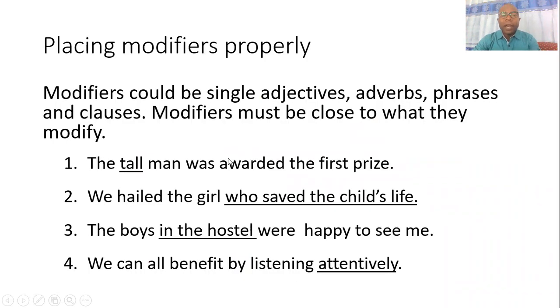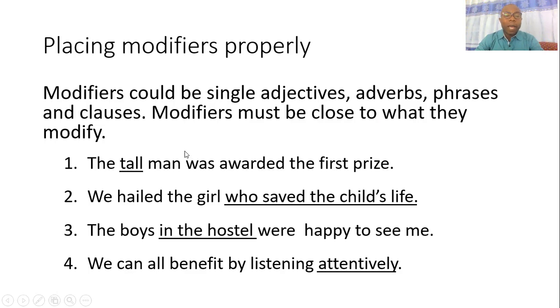So, placing modifiers properly. Modifiers could be single adjectives, adverbs, phrases, and clauses. Modifiers must be close to what they modify. So we now learn that modifiers could be just a single word. It could be more than a word. Whatever the case, whether they are words or phrases or clauses, the rule is that a modifier should be close to what it modifies. So let's take the examples.